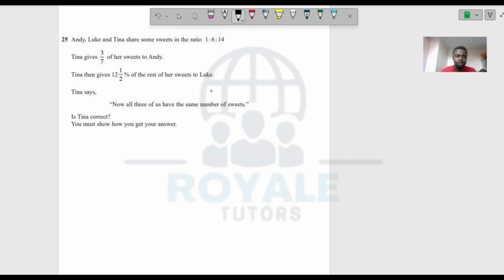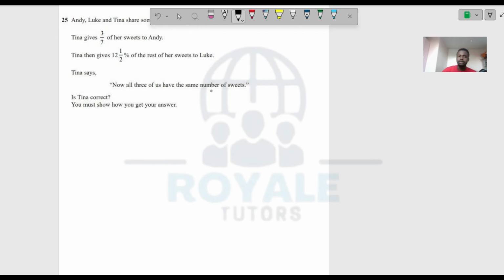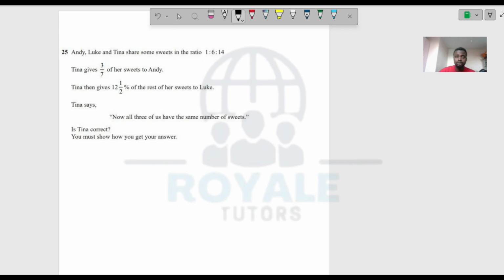There is a number of sweets that has been shared in the ratio of 1 to 6 to 14. So let's see. The first thing to do is to assume what the number of sweets is. So let the number of sweets, and this is the total, be A. Right?